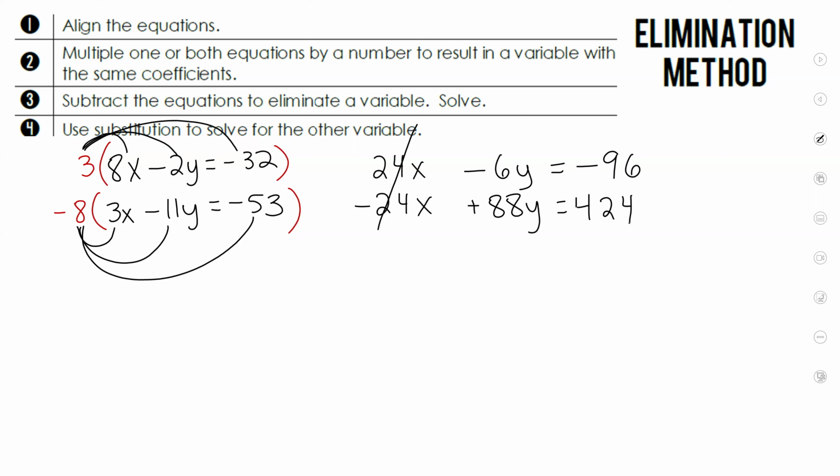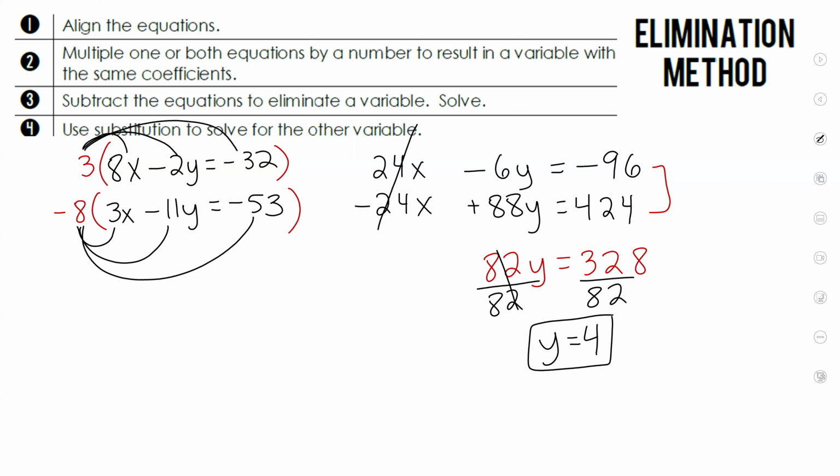So we eliminated. Now we're going to add these together. So this will be 82y equals, what are these two added together? Sorry, say it again. 328, thank you. And now we're going to divide both sides by 82. And let me know what that is. 4? Did y'all get 4? Okay, nice. So y is equal to 4.